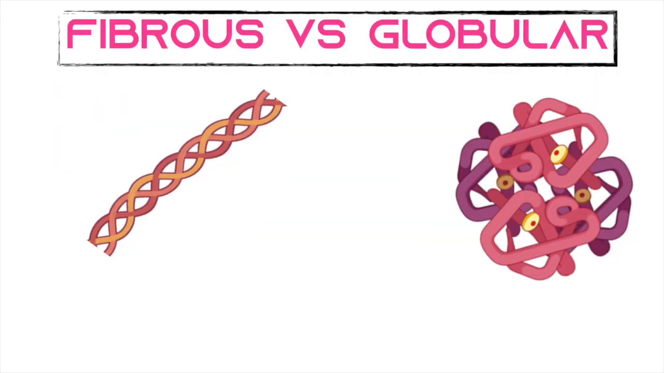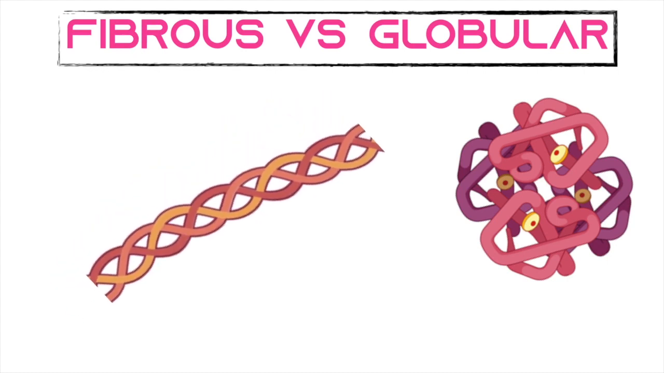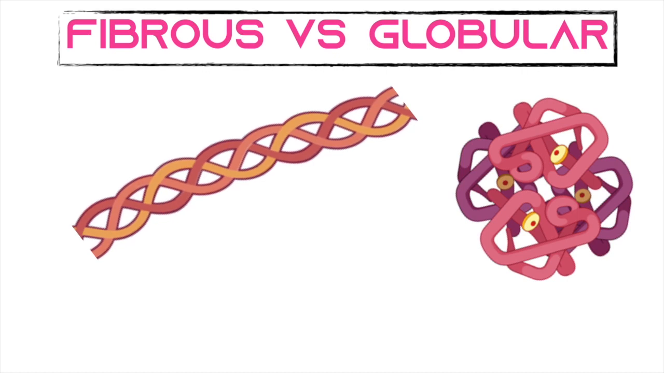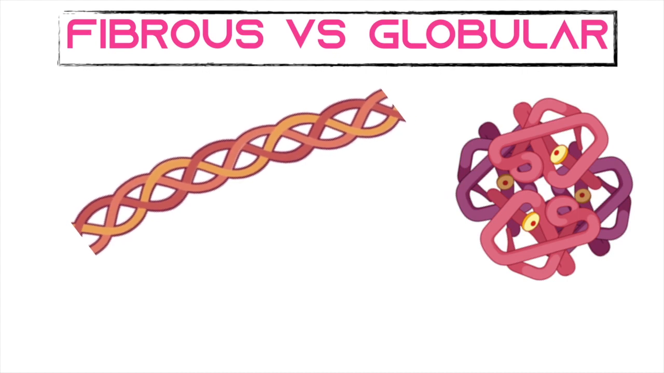We could classify proteins into two major groups. One group is called fibrous. Fibrous proteins tend to be large and linear in shape. Fibrous proteins are usually structural proteins that support organisms.